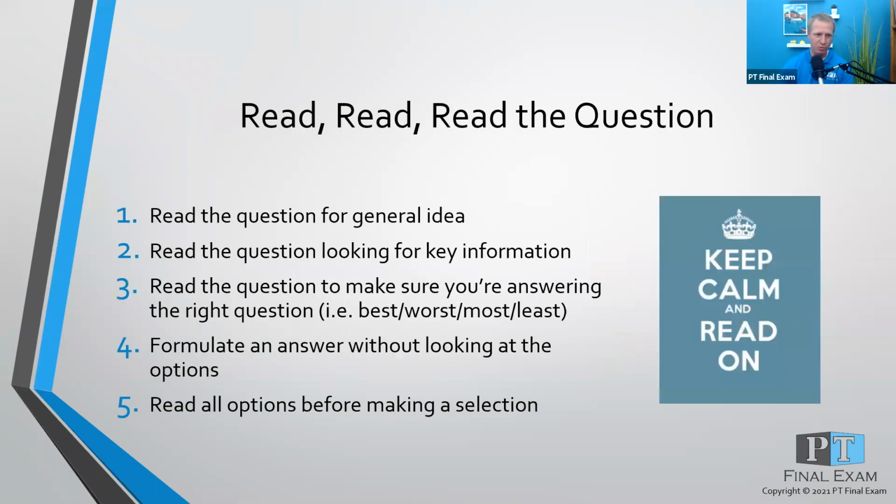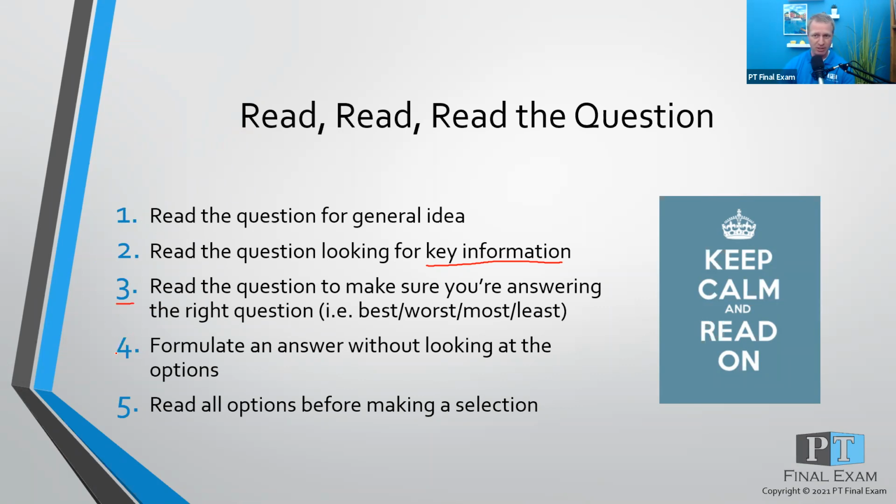This is what I call the read the question strategy. And I know it's not much of a strategy, but the idea is to do your very best to read it the first time to understand what the general idea of the question is. The second time you read it, you're looking for the key information that's contained. So this would be a range of motion or a weakness or a paralysis or a diagnosis, whatever it is, look for that key information. And then the final reading of the question is to look at the stem to make sure that you're answering the question appropriately according to what the stem is asking. So which is the best, which is the least, which is the most, which is the worst.